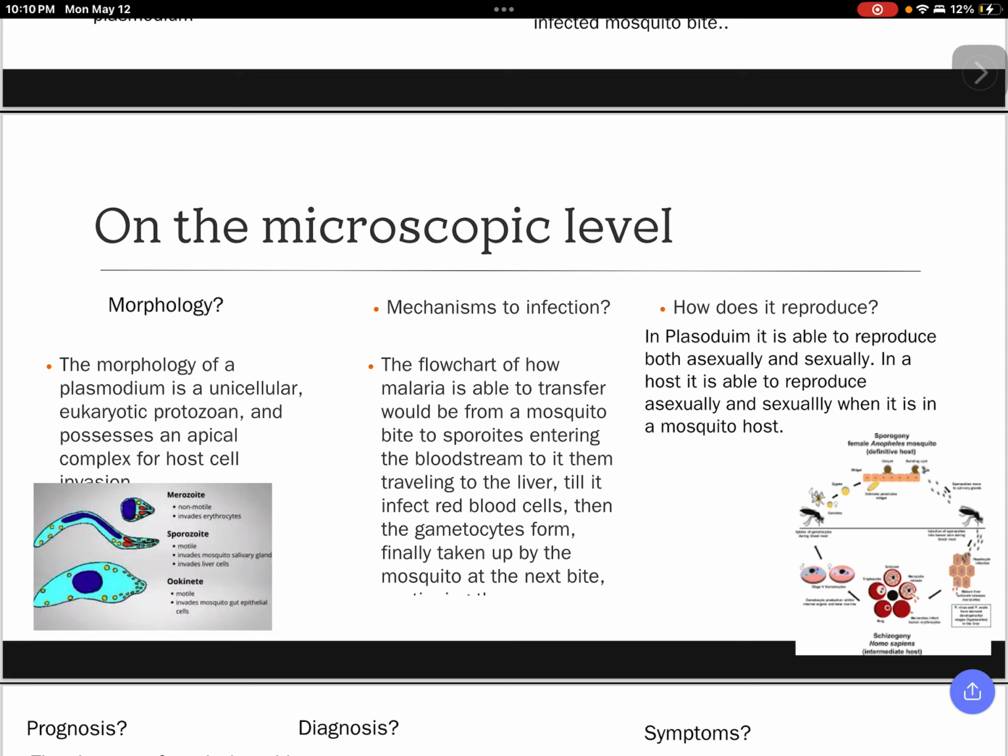On the microscopic level, the morphology of Plasmodium is a unicellular eukaryotic protozoan and possesses an apical complex for host cell invasion. Mechanisms of infection. The flowchart of malaria shows it transferring from a mosquito, to sporozoites entering the bloodstream, then traveling to the liver till it infects red blood cells. Then it creates gametocytes, which are finally taken up by the next mosquito bite, and then repeats the cycle.